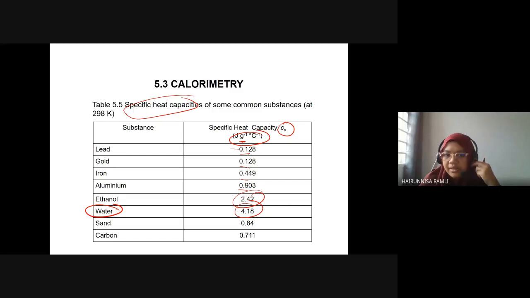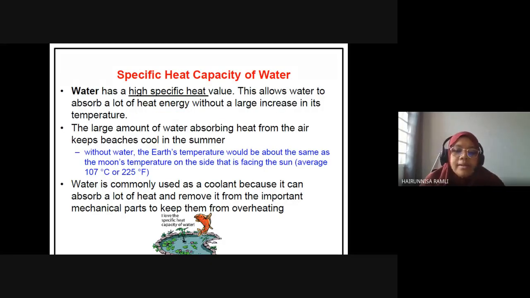So why do you think the water value is very high? That's why I add this slide. Slide ni tak ada dalam you punya slide. Just that I think I need to show you some application. Sebab macam boring lah kan, belajar je tapi macam tak nampak apa gunanya chemistry ni kan.